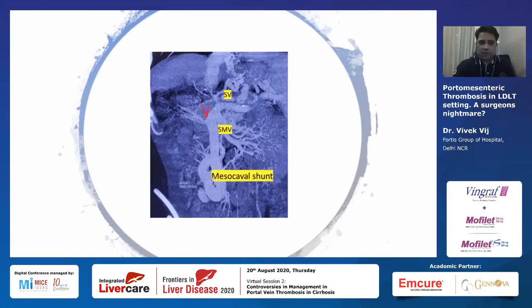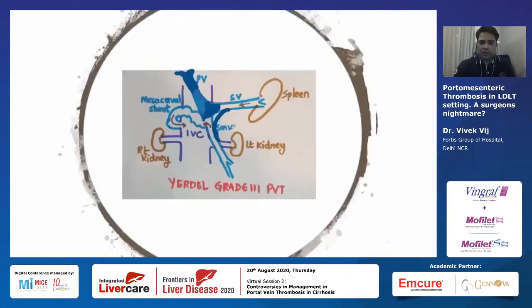So here is a case of grade 3 Yerdel portal vein thrombosis, with SMV, splenic vein, and a large mesocaval shunt, which required ligation later on. Here was the diagram of this. The complete portal vein was thrombosed. The splenic vein is partially thrombosed, and the proximal SMV has a shunt.